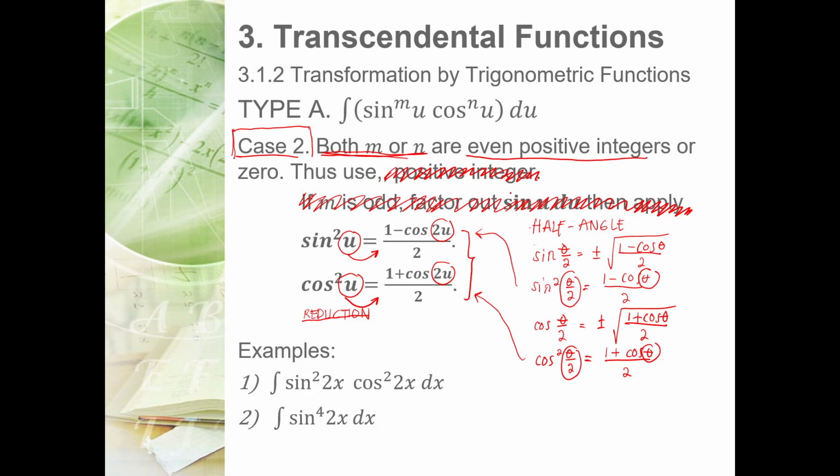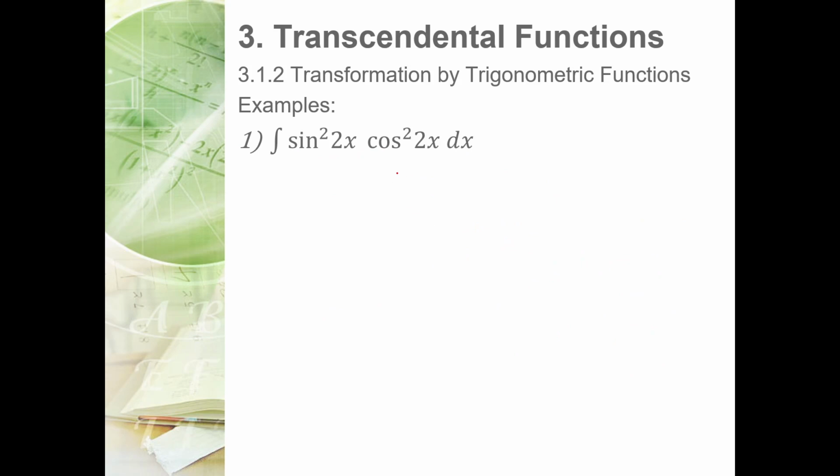Okay, so any questions for case number 2? If you don't have any questions, let's go on to the example. You have the integral of sine squared 2x, cosine squared 2x dx. So again, if we write our process, M and N should be even and positive.